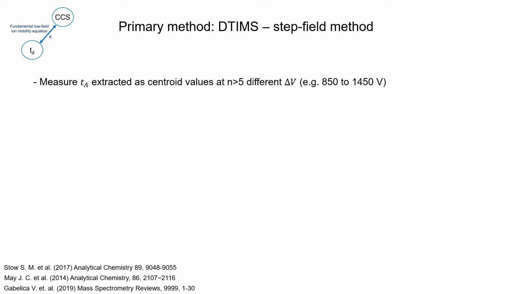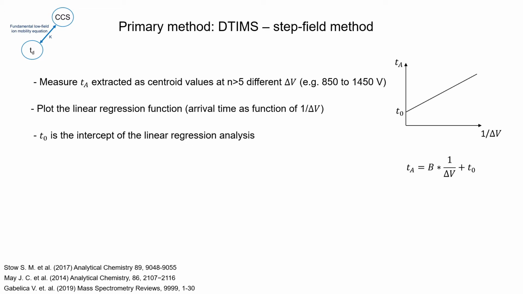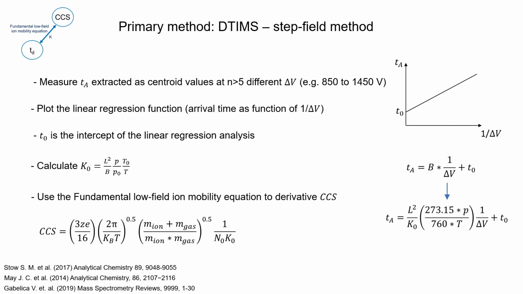Typical discrete steps are in the range of 850 and 1450 volts. We can then plot a linear regression of the arrival time as a function of the inverse of the delta voltage, and the intercept is the T0, that is the time ions spent outside of the drift region, whilst the slope is represented by the factor b, which is a constant. We can calculate the reduced mobility by applying the inverse formula. And finally, we use the fundamental low-field ion mobility equation for deriving the CCS.